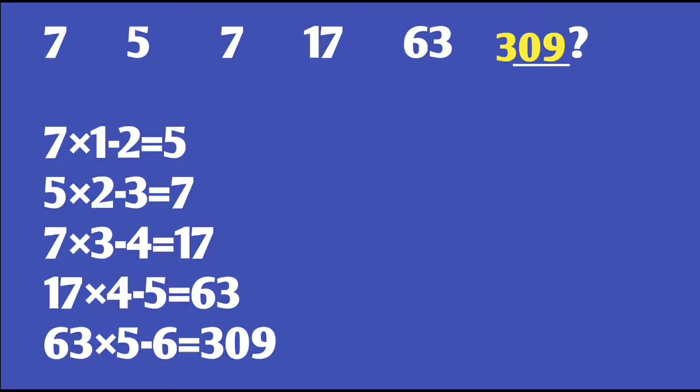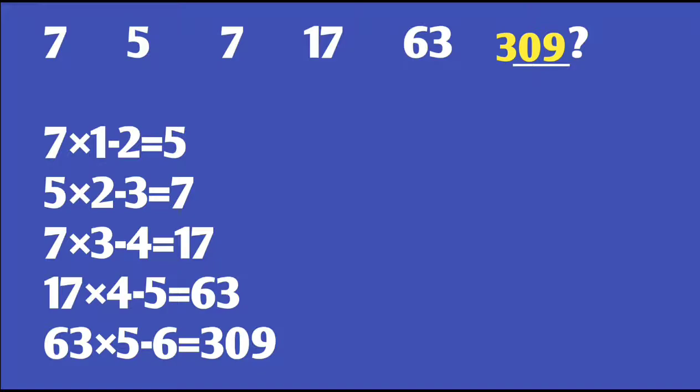So guys, let's see. We can write 7 into 1 minus 2, which equals 5. For the next number, if we multiply 5 into 2 and subtract 3, that will give you 7. The next number, 7 into 3 minus 4, will give you 17. The next number, if you multiply 17 into 4 and subtract 5, gives you 63.